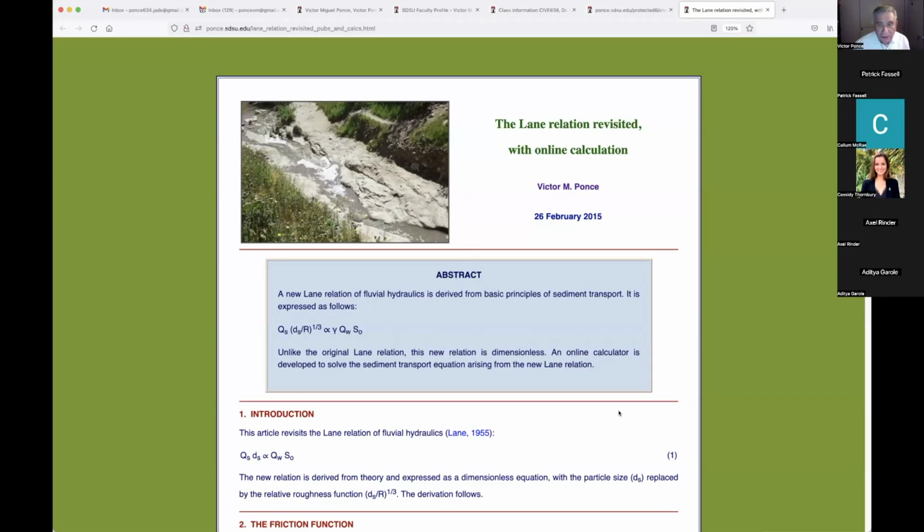And the subject today is more on morphology, channel morphology. Lane relation revisited with online calculation. Well, we already reviewed the lane relation.